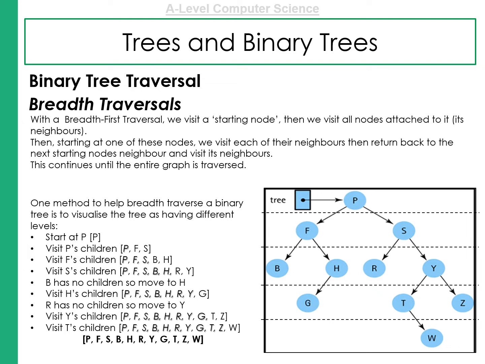But rather than moving down the tree, we move to its neighbour S, because S has children as well, which are R and Y. So we put these values into our array. Now we move to the next value in our array, which we've not seen if it's got any children, which is B, and it doesn't. So we move to H. H does have a child, so we add G into our array.